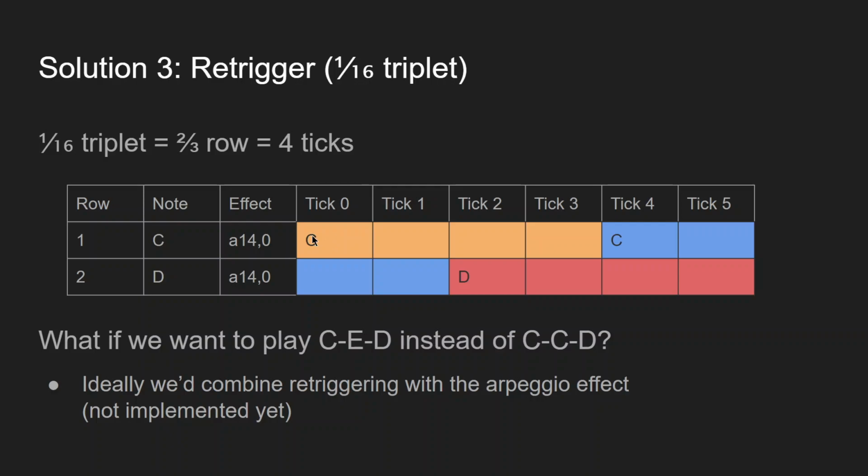So we play a C on our first tick, and then after 4 ticks, we need to start a new note. So we're still on this row, so it's still going to be a C. And that goes on for 4 ticks. And then on this row, once we've finished the note that we started on the previous row, then we switch to a D for another 4 ticks. So we've got our 3 notes, 4 ticks each, spread across 2 rows like that.